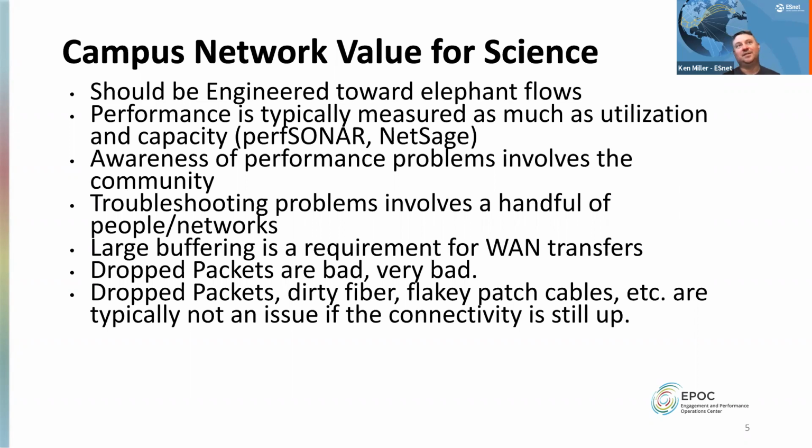A lot of times science is a collaborative effort across multiple sites and multiple institutions. Large buffering equipment is required for WAN transfers to make sure they're performant. Typically in an enterprise network, this is not even something to look at as a requirement. Dropped packets across larger campus networks, sprawling across the state, or even a wide-area transfer, are very, very bad. You'll notice when you have flaky equipment or dirty fiber, patch cables, etc., because the amount of loss on the network, or the retransmits, can really affect data transfer performance.